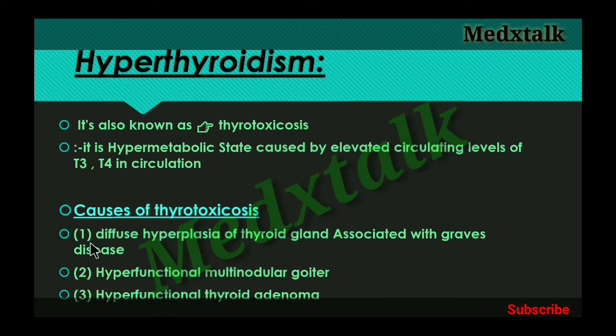The first one is diffuse hyperplasia of the thyroid gland associated with Graves' disease. Here, hyperplasia means the cells are increased in number, so they secrete T3 and T4 in excessive amounts. Okay. The second one is a hyperfunctional multinodular goiter. And the third one is a hyperfunctional thyroid adenoma.